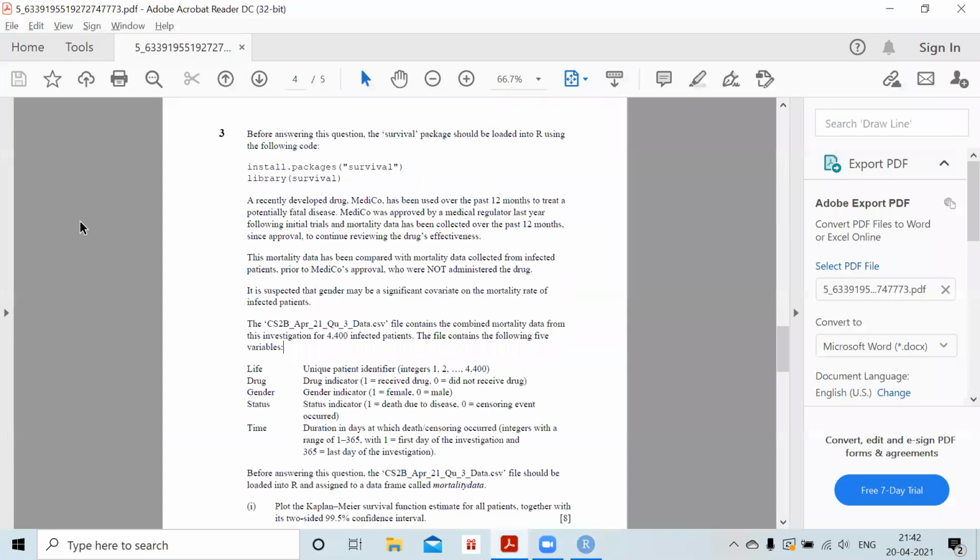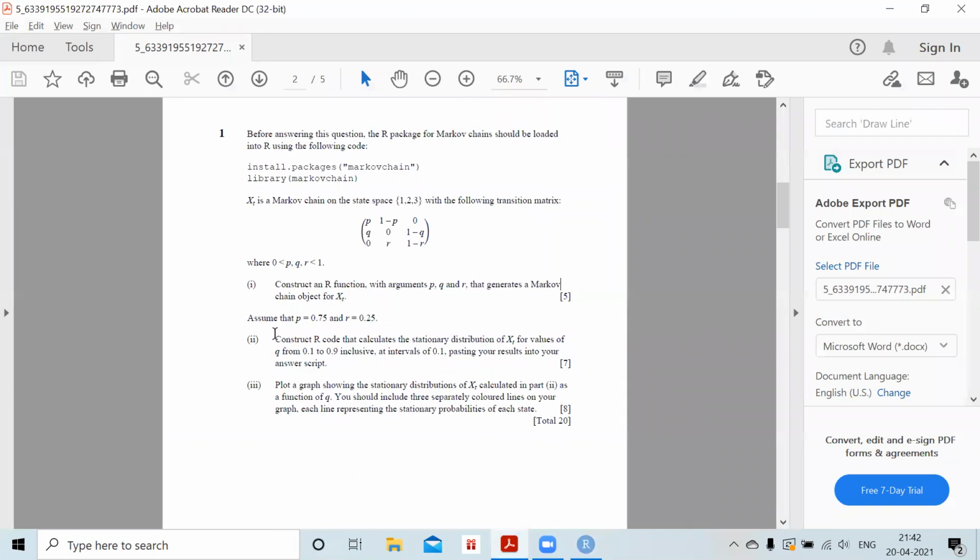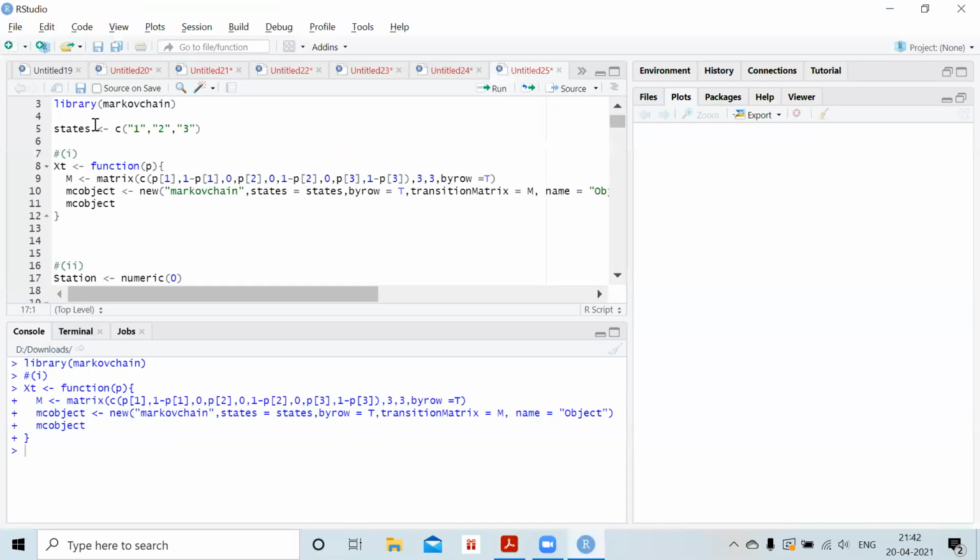Okay, moving forward. In the next part, they said that P is equal to 0.75 and R is equal to 0.25. They've asked you to construct R code that calculates the stationary distribution of XT for values of Q from 0.1 to 0.9 inclusive at intervals of 0.1, pasting your results into your answer script. This first part was 5 marks, and if somebody does this much, you will get full 5 marks.